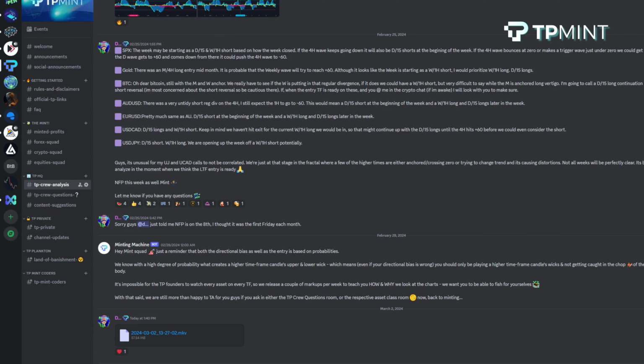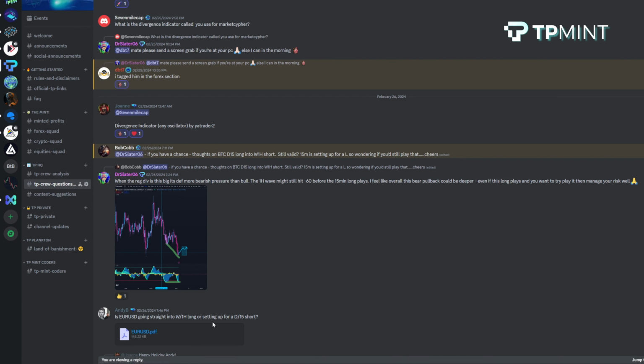Hey guys, I just want to show you the Bitcoin D15 long that I missed after even calling it the week before, and I'll show you the full story with that. I said a D15 long continuation, and just to be cautious because the reversal might not come in because the monthly wave is anchored. So I'll just show you in another chat what happened.